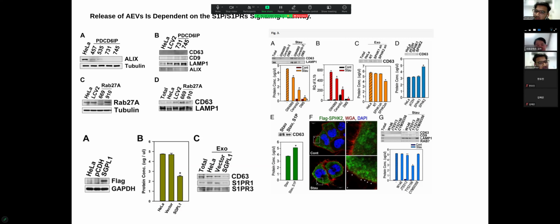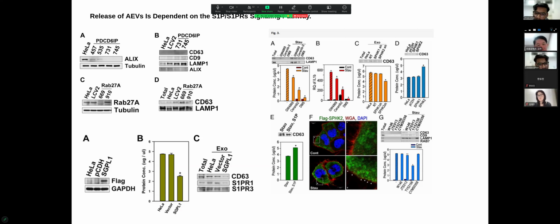One other question: why did we try to inhibit the lipid biosynthesis in the dying cells? Because we already found that the ESCRT complex is not involved in the release of exosomes from the apoptotic cells. So we hypothesize that some lipid or some ESCRT-independent pathway can be involved.